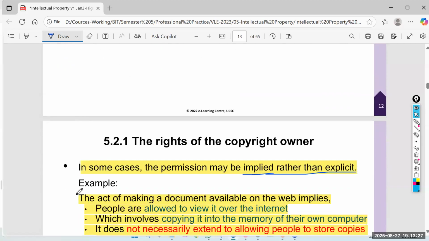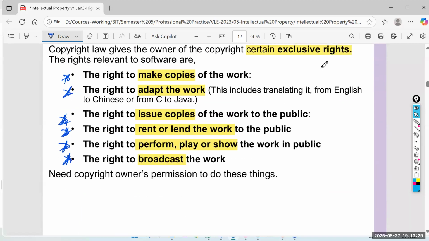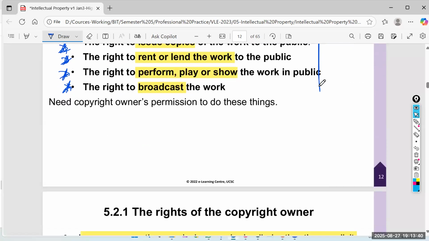And if anyone else is doing this, they need to get the permission of the copyright owner, right? Formal permission of the copyright owner. So that is important.